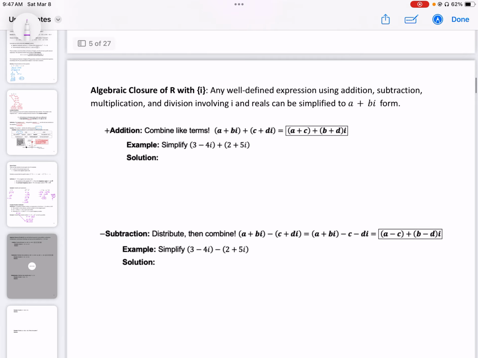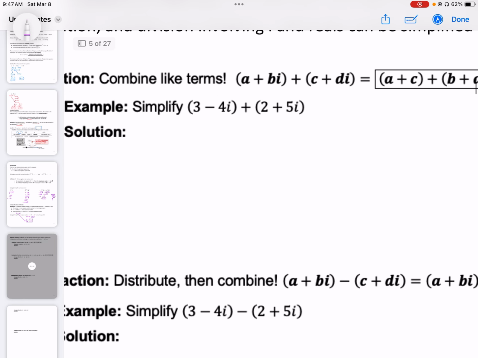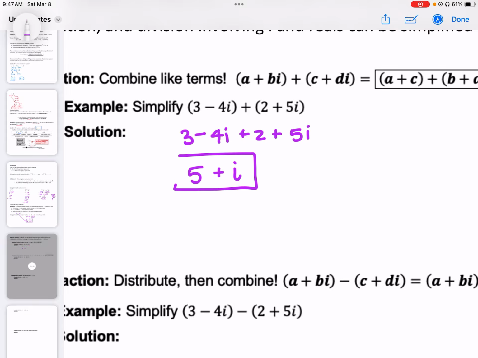All right, on the next one, we are now just adding. So you're going to combine like terms like you would if it were a variable. So I'll go ahead and rewrite this. I can distribute the plus, which really does not affect the problem at all. My 3 plus 2 is 5. My negative 4i plus 5i is 1i. And so I'm just going to combine like terms and leave it in a plus bi form.